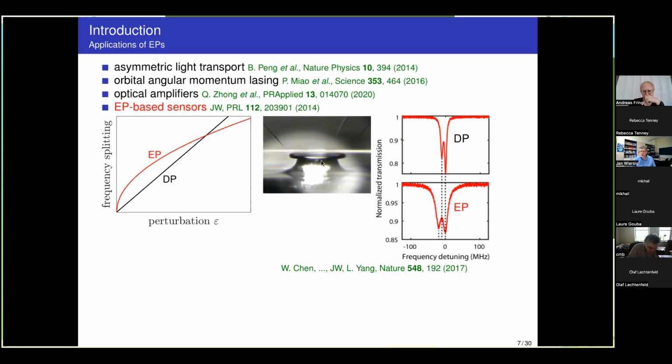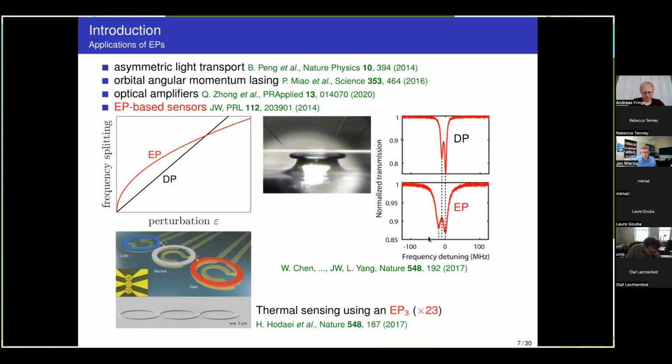Now in this particular case, you can compare a diabolic point and an exceptional point. The diabolic point you get very easily in the perfect microtoroid: clockwise and counterclockwise propagating waves are at a diabolic point. Now with the nanofiber tips, you can implement an EP, and you see the splitting is larger for exactly the same perturbation. It's about a factor of 2.5, so it's not really impressive. But there have also been experiments using a third order exceptional point. There, the cubic root gives an even larger splitting, and the enhancement factor of the splitting has been 23. So it's really quite a big effect.